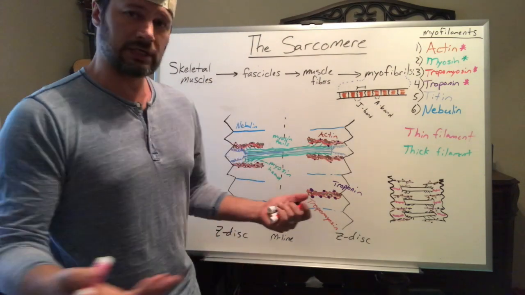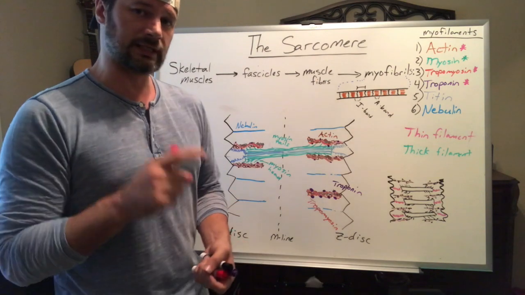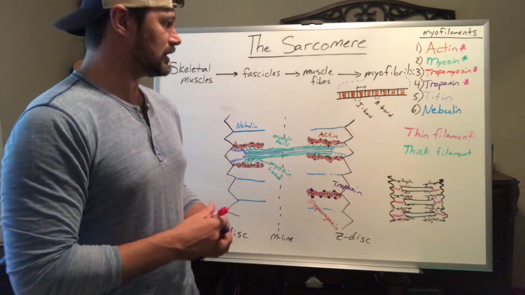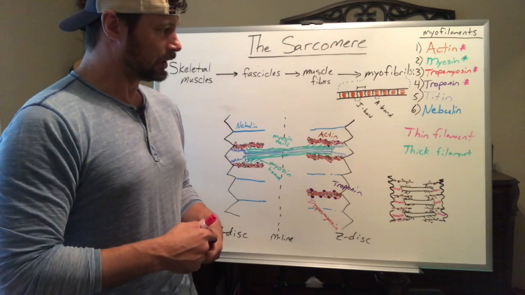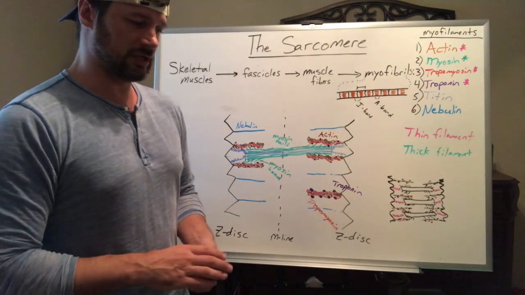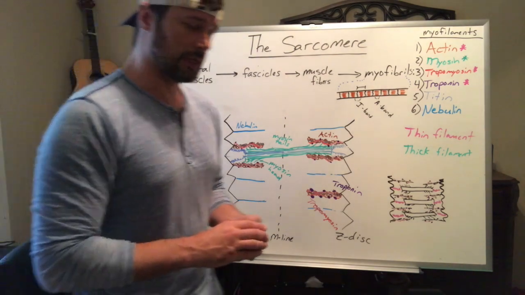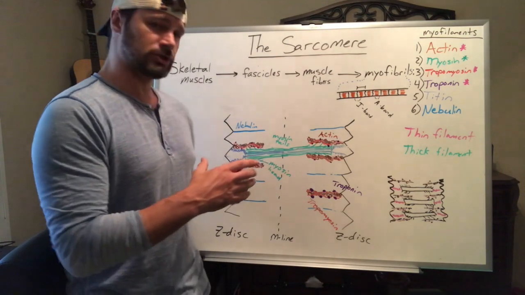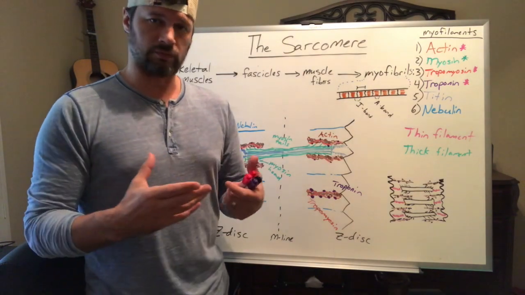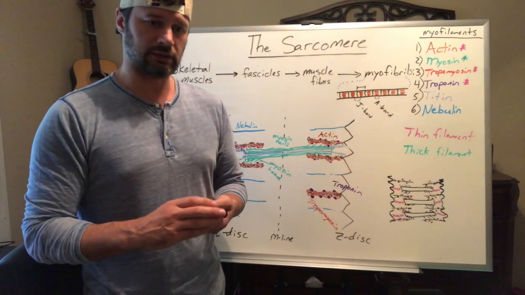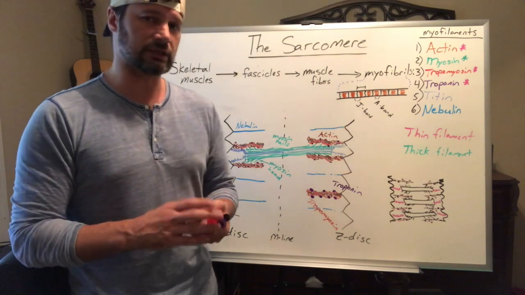I didn't even put in nebulin, but you can understand that actin polymerizes around that nebulin filament. Hopefully this is helpful in your understanding of how to draw the sarcomere. In order to understand how its function works, you'll need to look at other videos, again, like the cross-bridge cycling video.